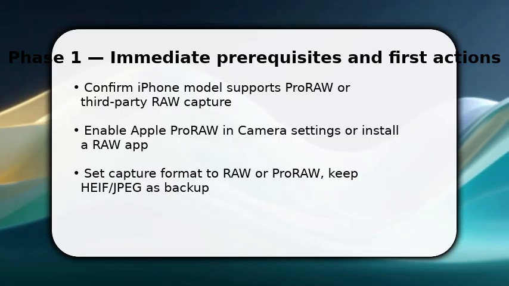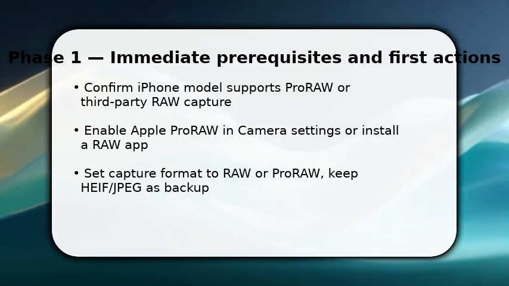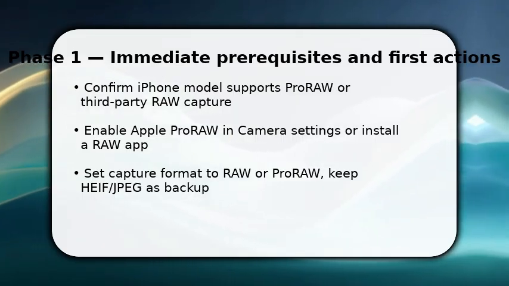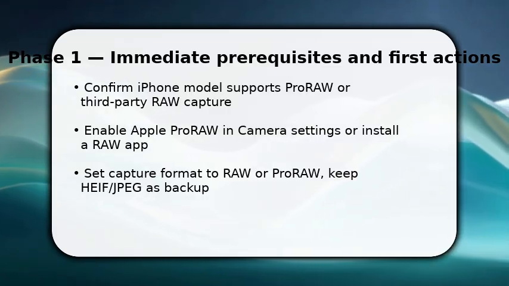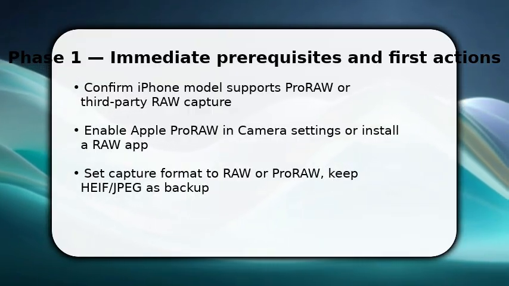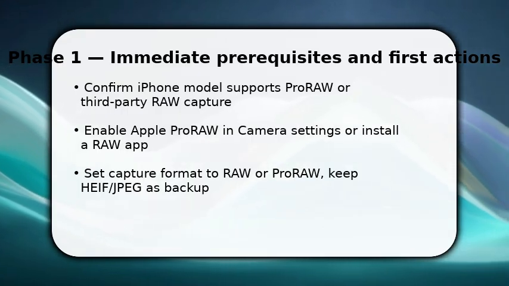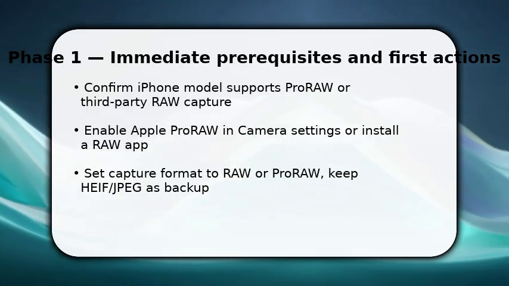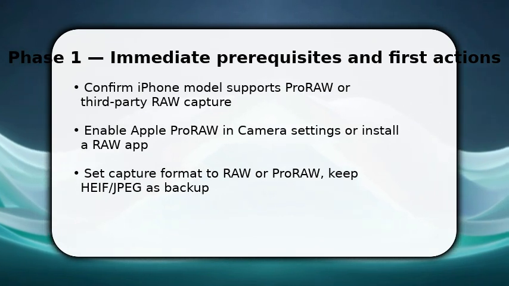You start by enabling RAW capture. Go to Settings, Camera, and turn on Apple Pro RAW if your model supports it. If not, install a trusted RAW app and grant camera and storage permissions. Once done, open the camera app, select RAW or Pro RAW mode, and choose your preferred resolution. Make sure to keep a HEIF or JPEG backup for sharing. This first step ensures you capture maximum data, so you can edit non-destructively later.